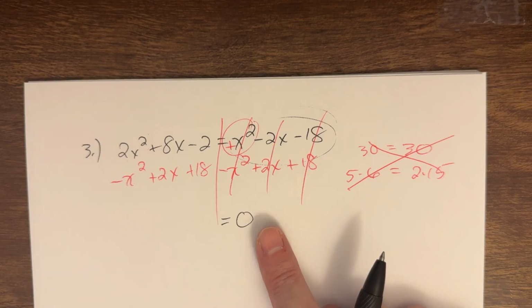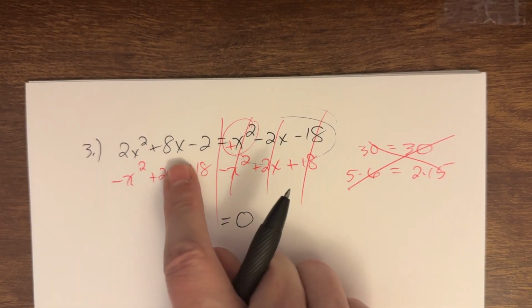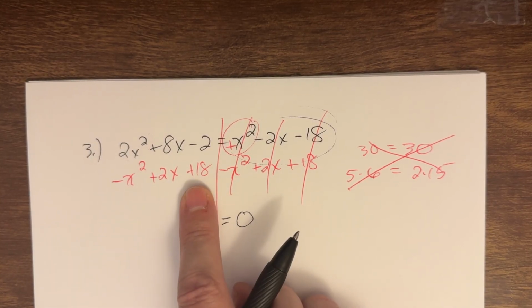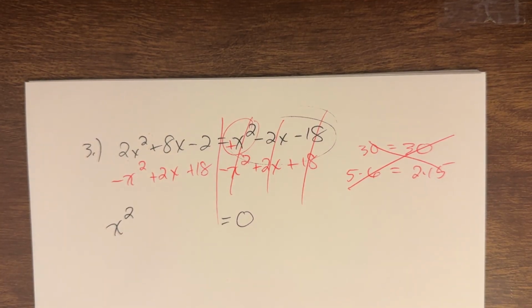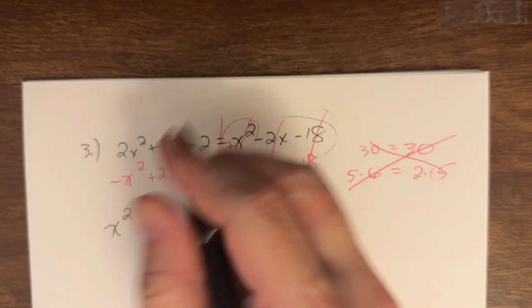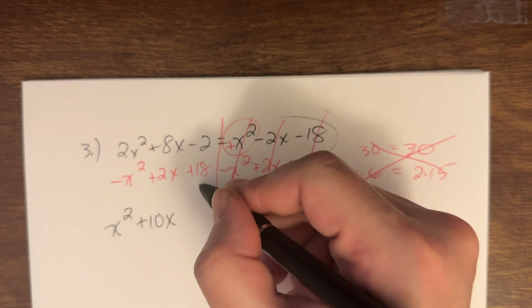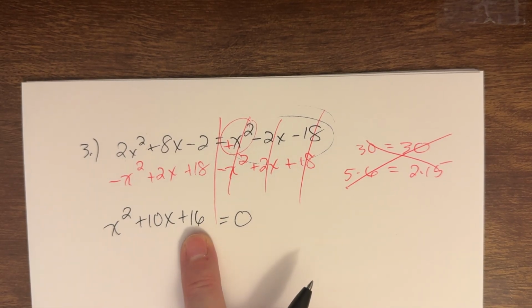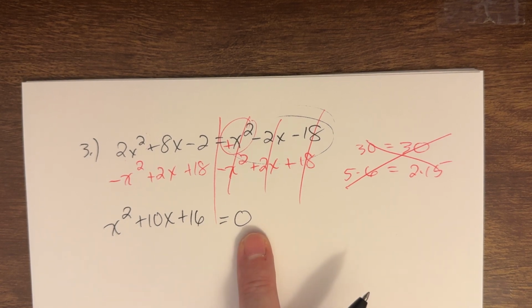I wanted the 0 on one side, but now it's not just the original 2x squared plus 8x minus 2 on the left side. I got to work this stuff in. 2x squared minus x squared is 1x squared, or x squared. 8x plus 2x is plus 10x. Minus 2 plus 18 is plus 16. Now we're on track. Now we are ready to factor. Now I've got it all set equal to 0.